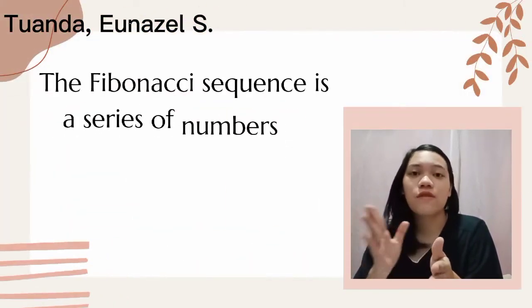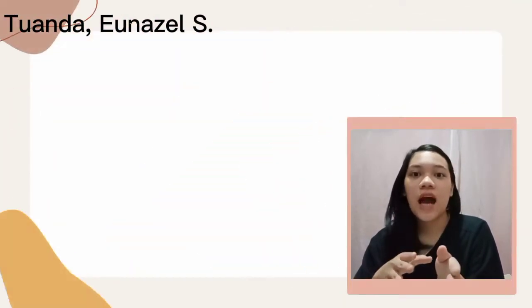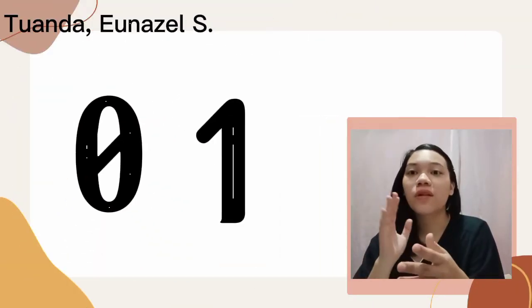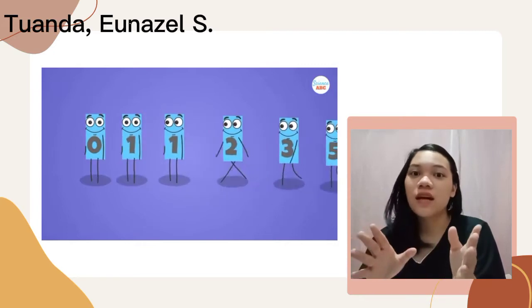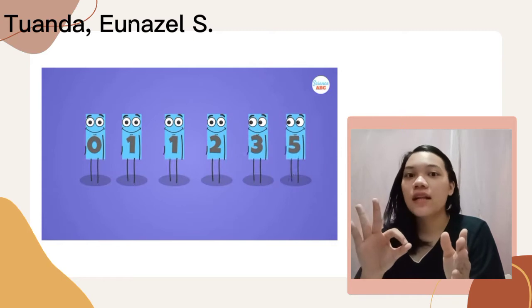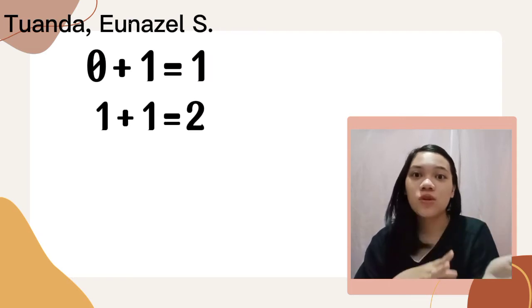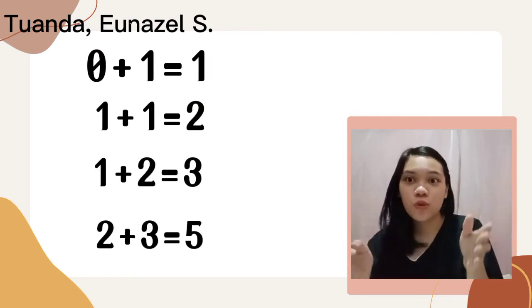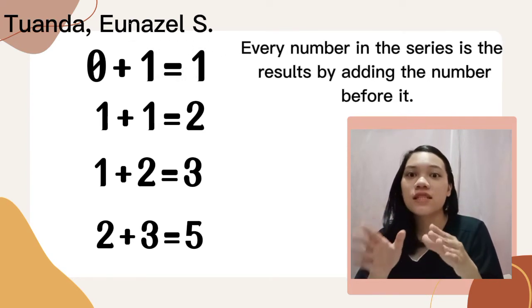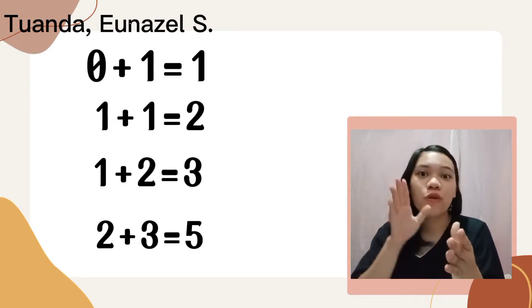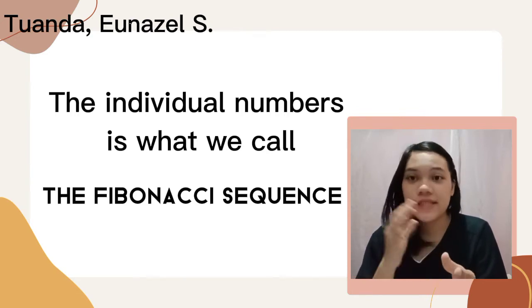The Fibonacci sequence is a series of numbers in which each number is the sum of the two that precede it. Starting at 0 and 1, the sequence will look like this: 0, followed by 1, then 1, then 2, then 3, and then 5, and so on. Because 0 plus 1 is 1, 1 plus 1 is 2, 1 plus 2 is 3, and 2 plus 3 is 5. So basically, if you observe carefully, every number in the series is the result of adding the numbers before it. The individual numbers are referred to as the Fibonacci sequence.